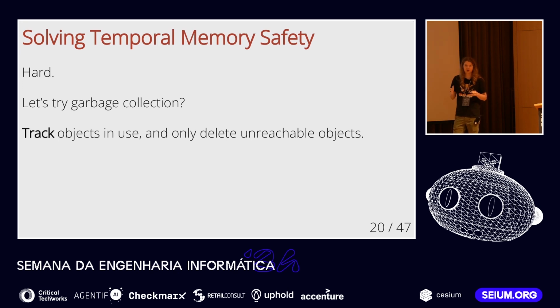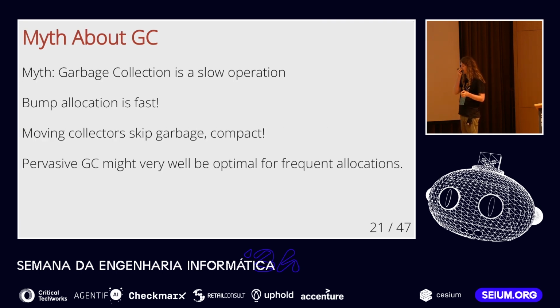Again, the problem of temporal memory safety is that we have a pointer to an object, we access the object, but the object isn't there. The object was deleted. So what if we track all the live objects in use and only deallocate objects once we don't have any accessible pointers to them? This works. This is garbage collection. And you could use garbage collection in a lot of cases. But in some use cases, garbage collection actually doesn't work. And it's important to realize the limits of applicability when garbage collection isn't a good idea.